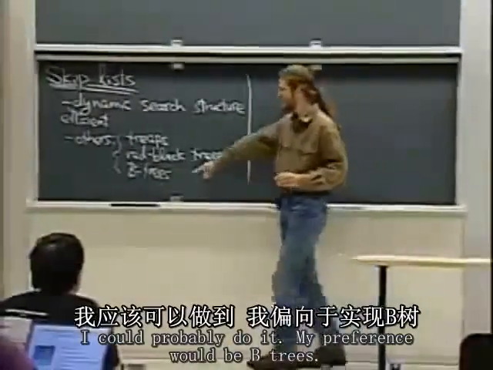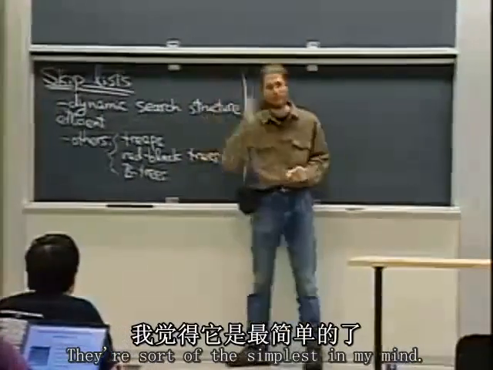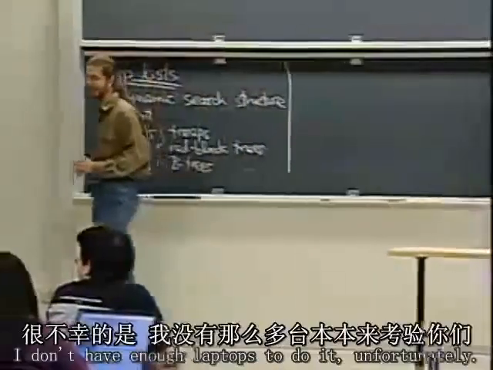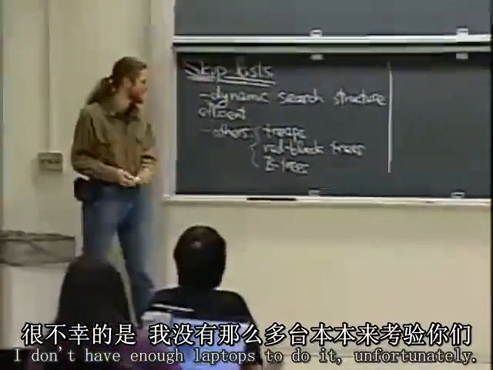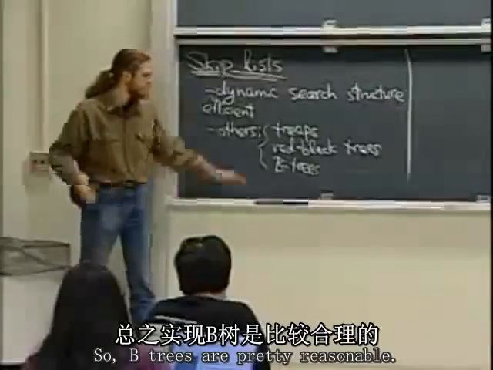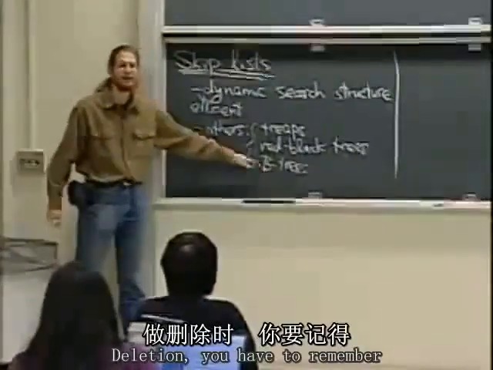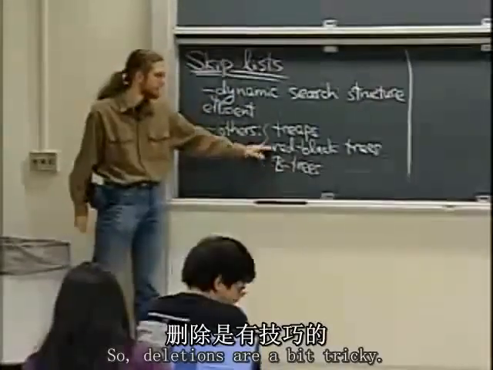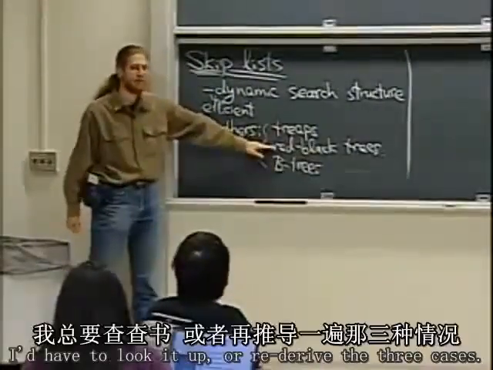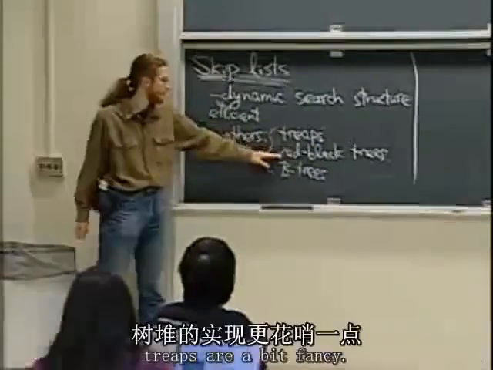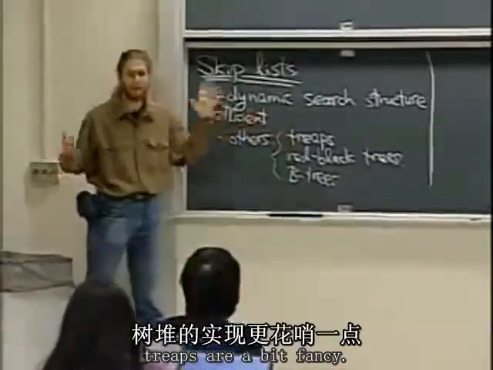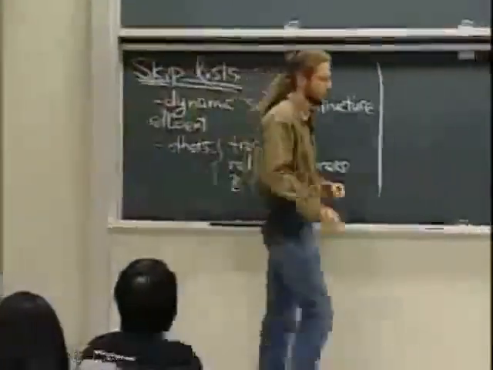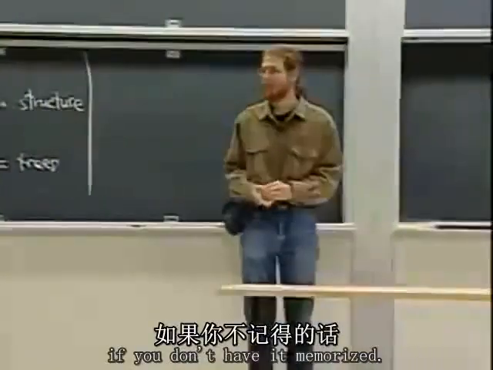My preference would be B trees. They're sort of the simplest in my mind. This is without using a textbook. This would be a closed book exam. I don't have enough laptops to do it, unfortunately. So B trees are pretty reasonable. Deletion, you have to remember this stealing from the sibling and whatnot. So deletions are a bit tricky. Red-black trees, I can never remember. I'd have to look it up or rederive the three cases. Treaps are a bit fancy, so it would take a little while to remember exactly how those work. You'd have to solve your problem set again if you don't have it memorized.